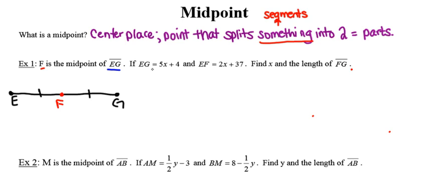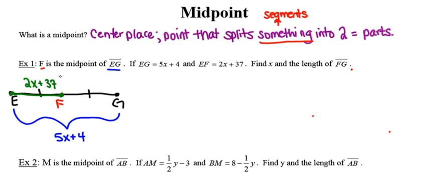The distance between points E and G is 5x plus 4. So E to G would represent the length of the whole line segment. And likewise, the distance between points E and F, well, E and F would be that little green line segment, is equal to 2x plus 37.